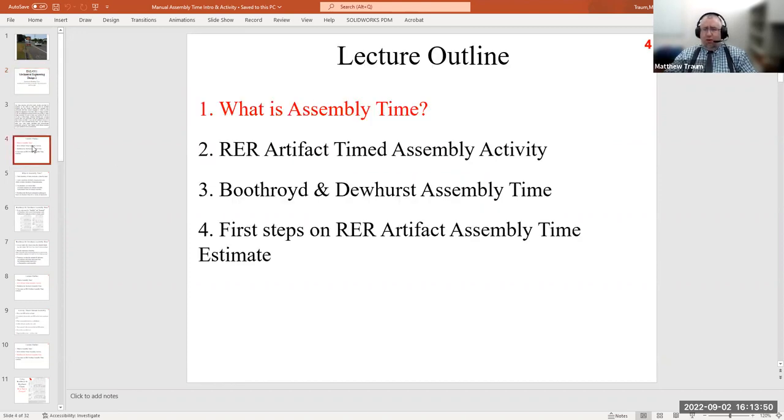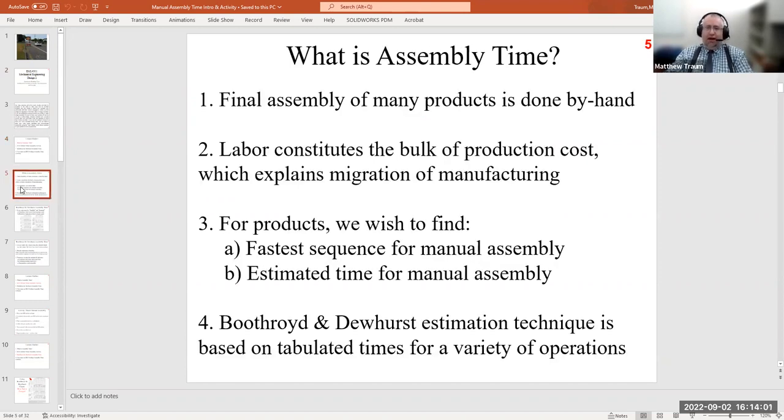So this is the plan for what I want to talk about today. The first topic is what exactly is this assembly time thing that I speak of? So let's jump into that.